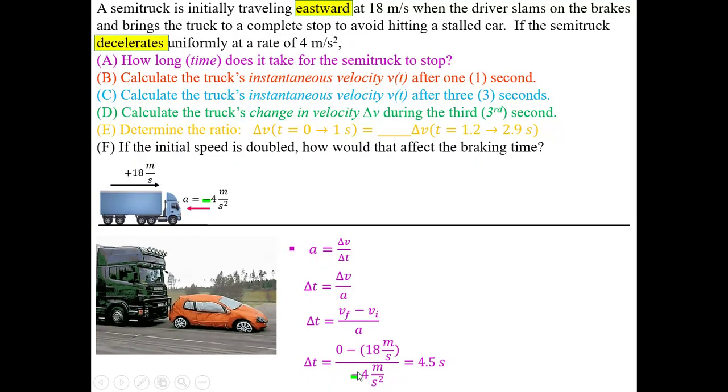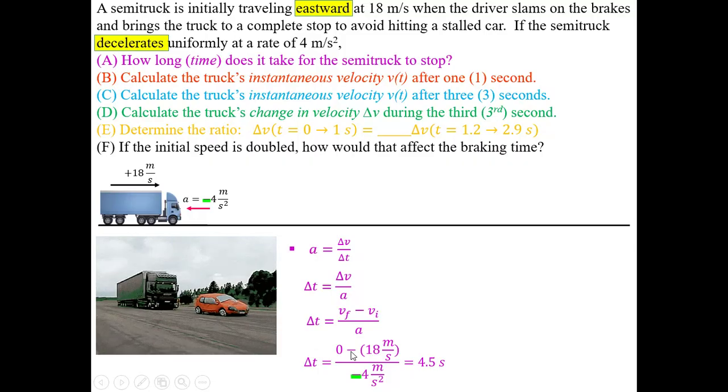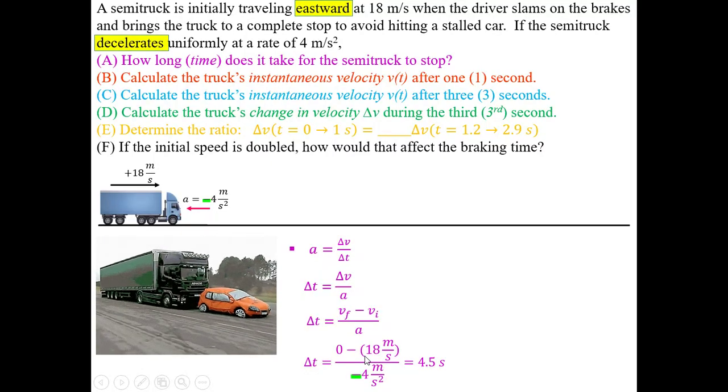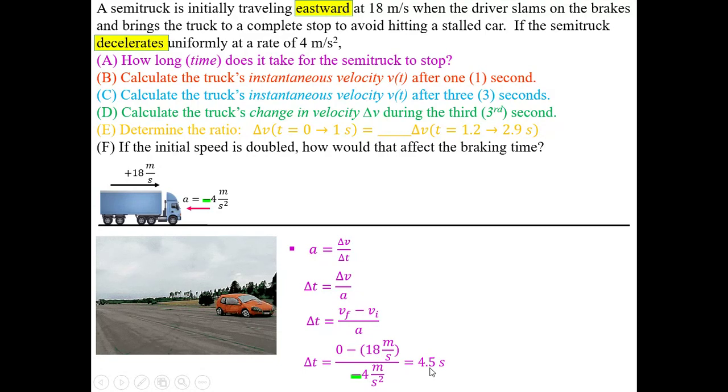Okay, so once again, I emphasize signs here, directions. Otherwise, you're going to get a quantity that might not make sense. Here, the negative signs will cancel out. There's a negative sign on top and a negative sign on the bottom, because 0 minus a positive quantity is a negative number. And then if you just do 18 over 4, you'll get 4.5 seconds. All right, so that is the answer to part A.